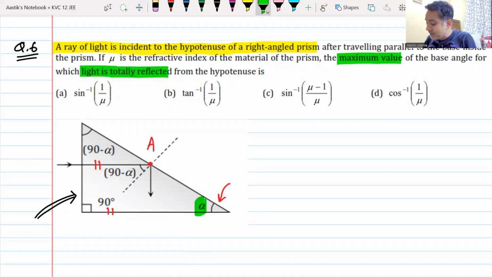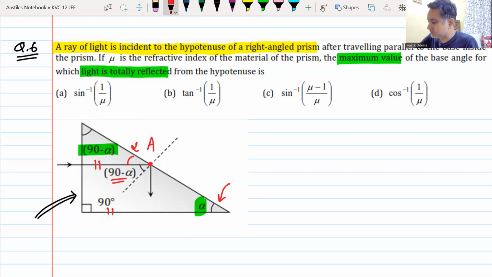Now, if this angle is alpha and one angle is 90, this angle becomes 90 minus alpha, yes or no? This is simple geometry. So this angle will be alpha, yes or no? So this angle would be 90 minus alpha. The incident angle on the hypotenuse will be 90 minus alpha, yes or no, my dear friends?